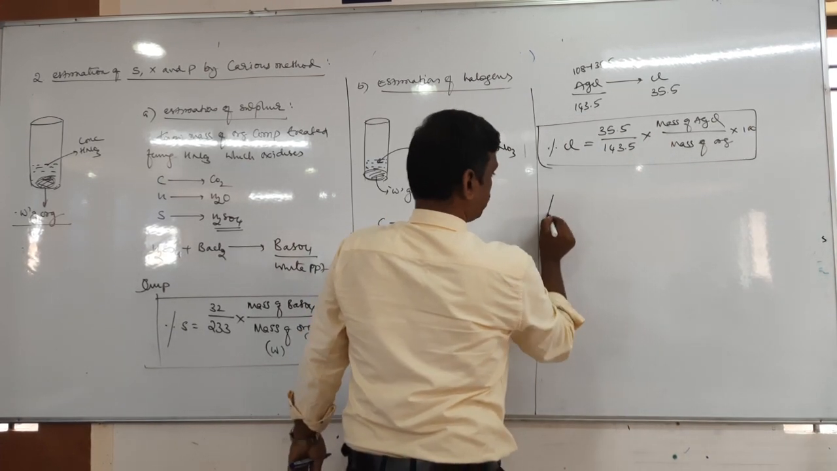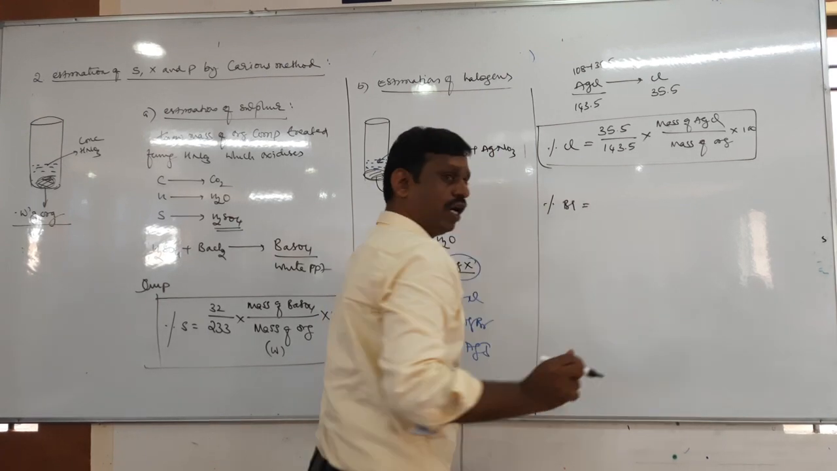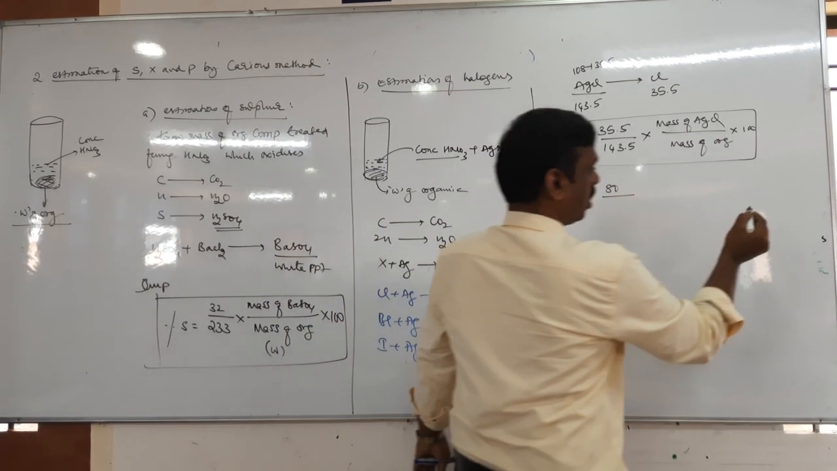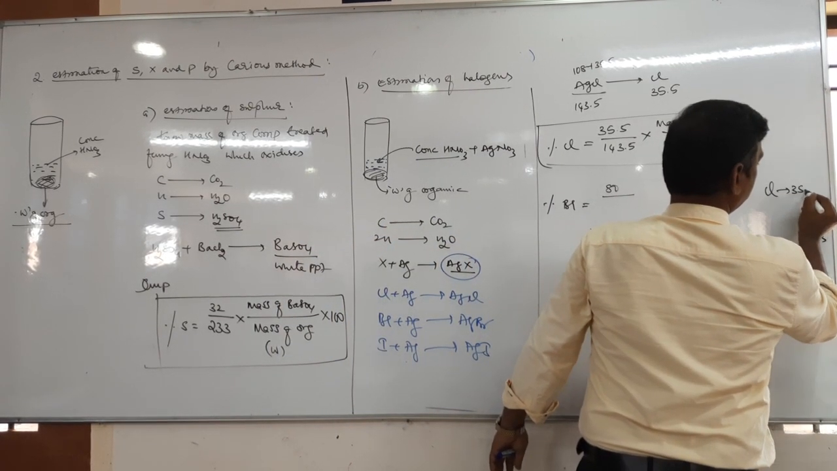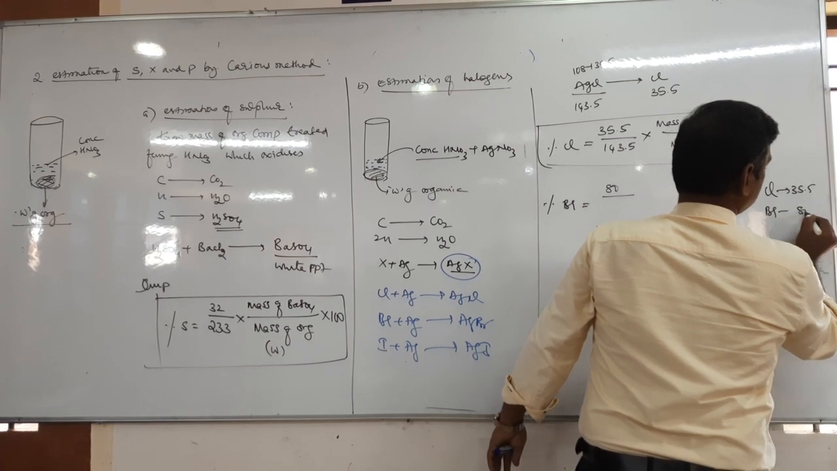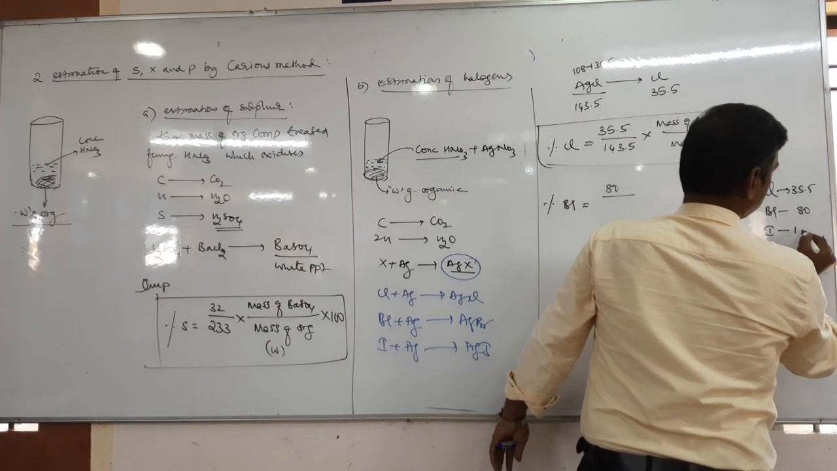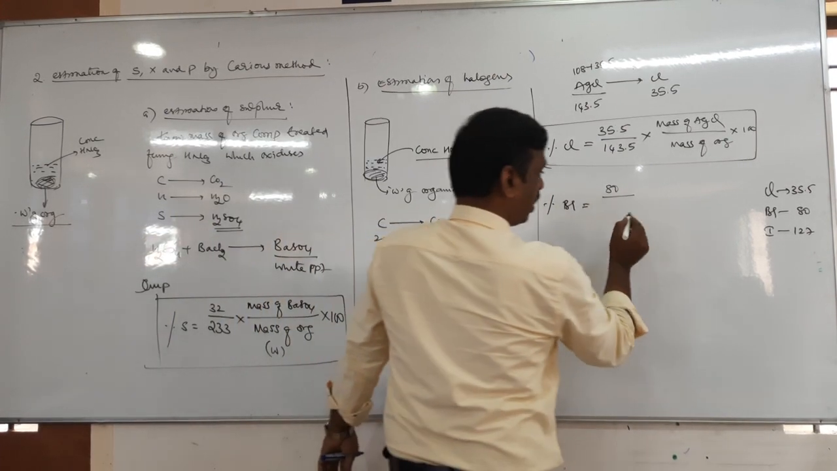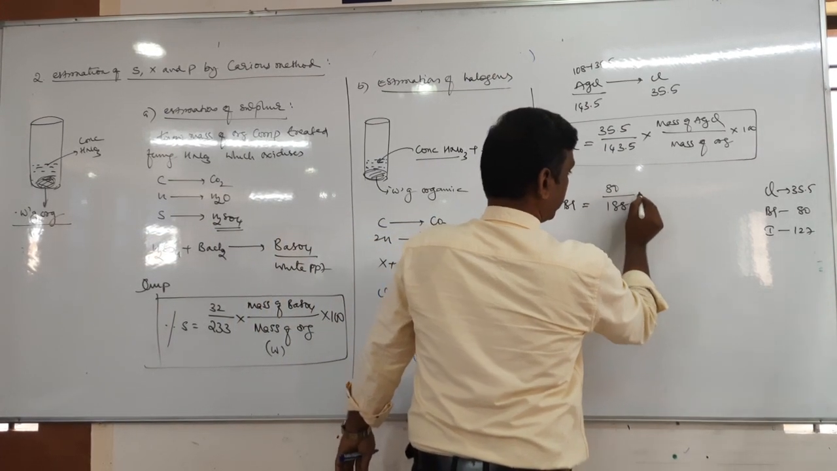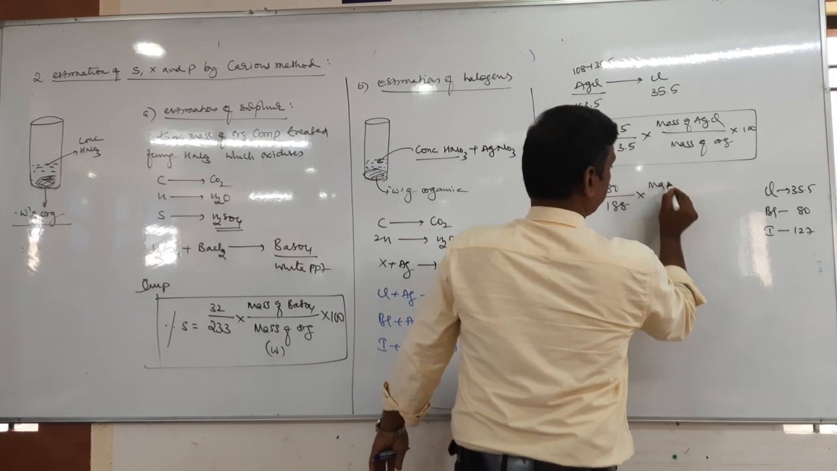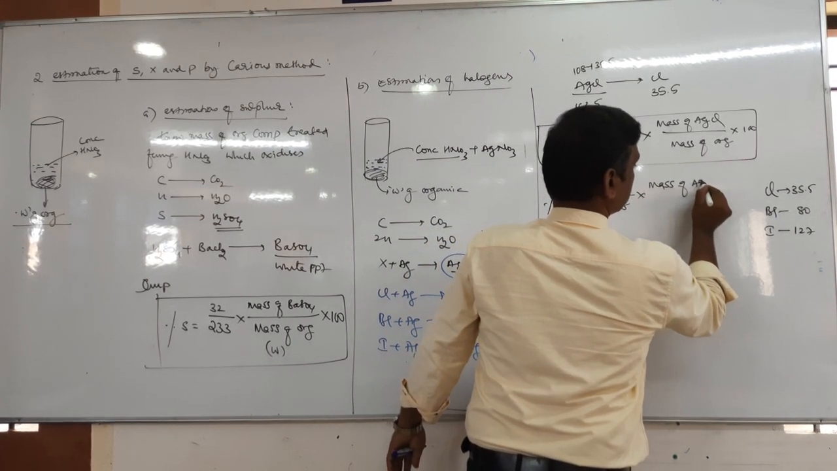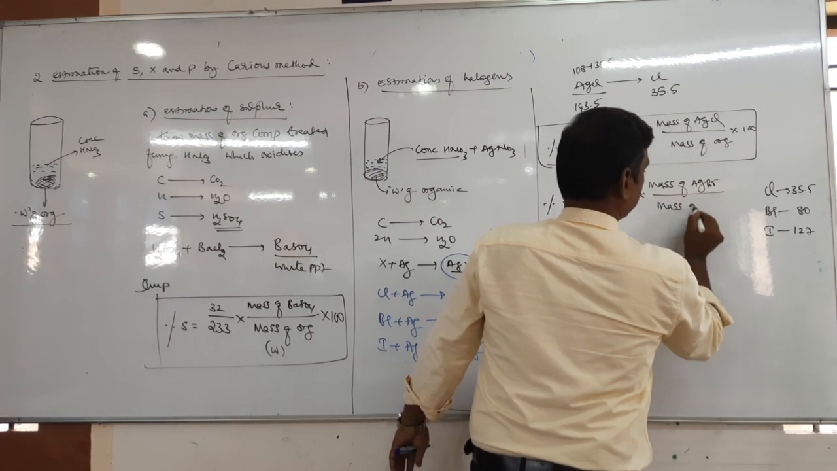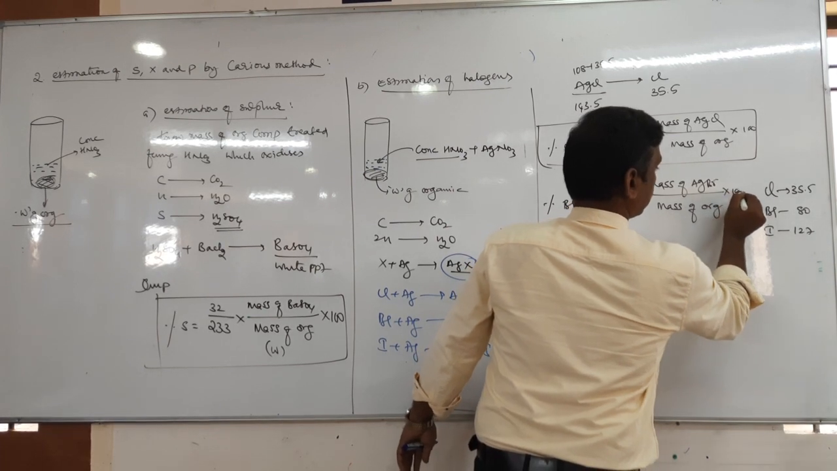Next, similarly, percentage of bromine. So atomic mass of bromine is 80, right? Chlorine is 35.5, bromine is 80, iodine is 127. 80 by 188 into mass of AgBr formed divided by mass of organic compound into 100.